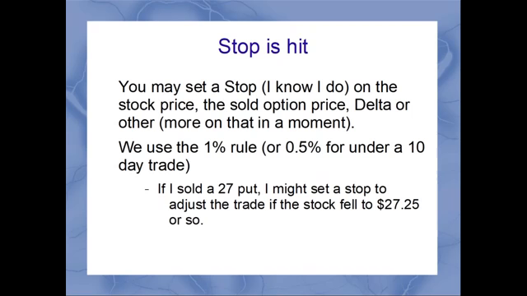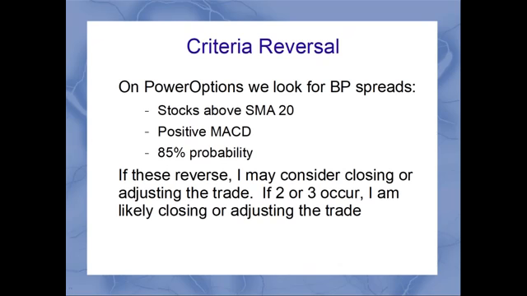Now, I usually use the 1% rule. If the stock drops within 1% of my short put strike price, say I sold a 50 put and bought a 45, and the stock was probably at 48 when I opened the trade. If it falls to 50.50 or somewhere in that range, I may consider it. If it's a weekly bull put, I'll usually use about 0.5%. If I sold a 27 put, I might set a stop to adjust the trade if the stock fell to 27.25. No one was using delta, so I won't even talk about that. But okay, the stop is hit, we'll look to adjust.